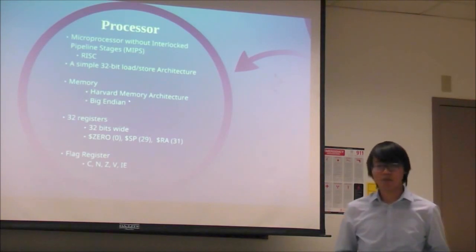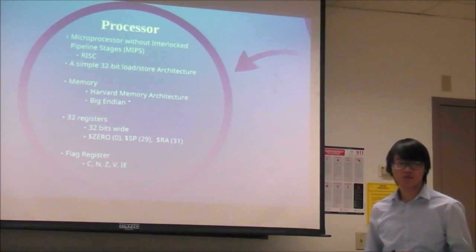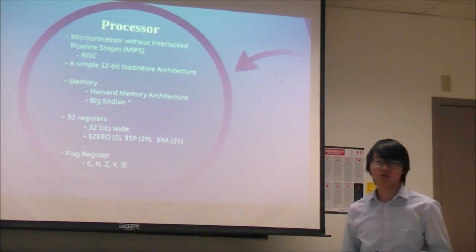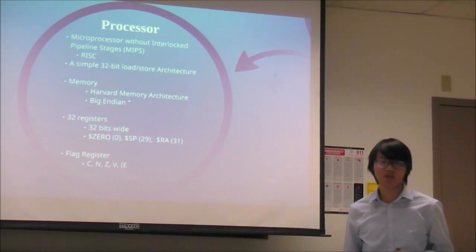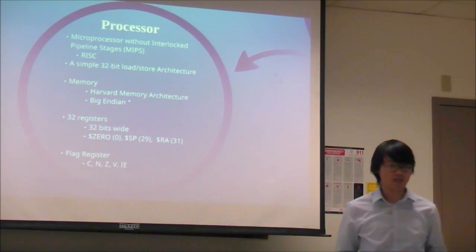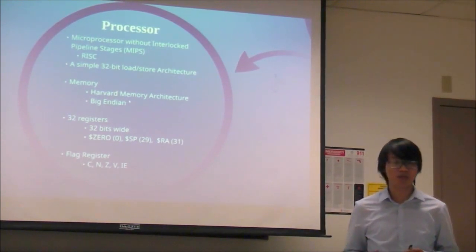For our memory specifically, we're using a Harvard memory architecture, meaning we have separate instruction memory and separate data memory, which can be accessed at the same time. Our memories are based off of the big endian format, so the most significant bit is stored into memory first, and then the least significant bit is stored last.